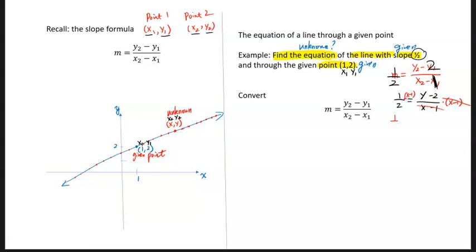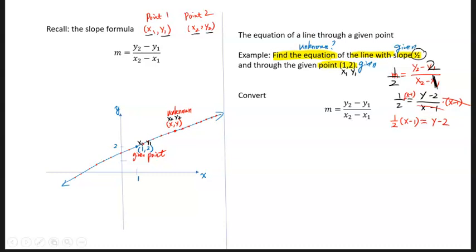Now we end up with 1/2 times x minus 1 on the left, and on the right-hand side they're canceled, so we're left with y minus 2. This looks closer to the equation we've seen before. If you want to get y by itself, you can do one more step by adding 2.